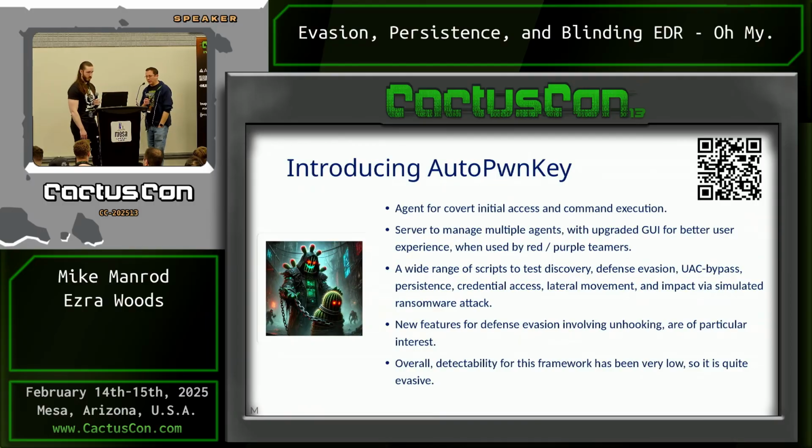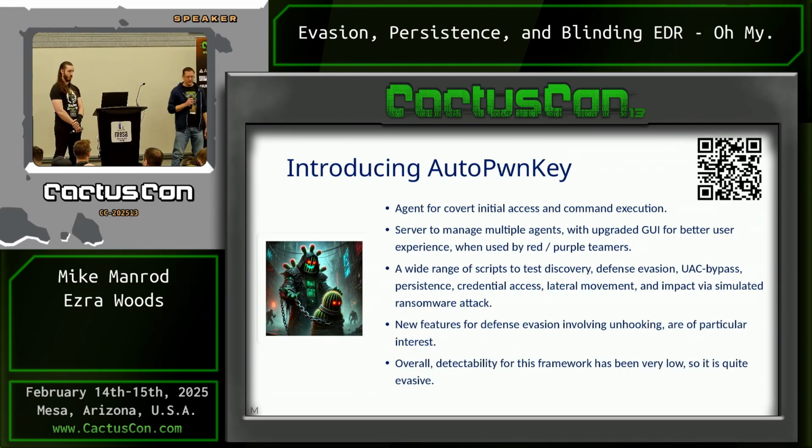So AutoPwnKey includes an agent for covert delivery and initial access. Scenarios for this, we have a demo that we'll touch on later about ways you could deliver this. But a common one would be you find a flaw or vulnerability that lets you drop and run a file. This would be a very useful file in a red teaming engagement for you to drop. It would take the place of any other way you would introduce a beacon, such as a Cobalt Strike beacon or some other beacon. It includes a server to manage multiple agents with an upgraded GUI.